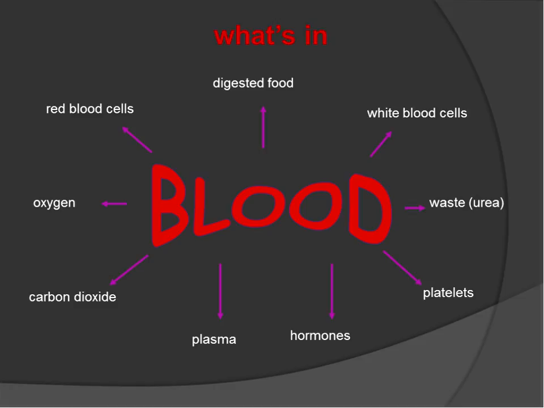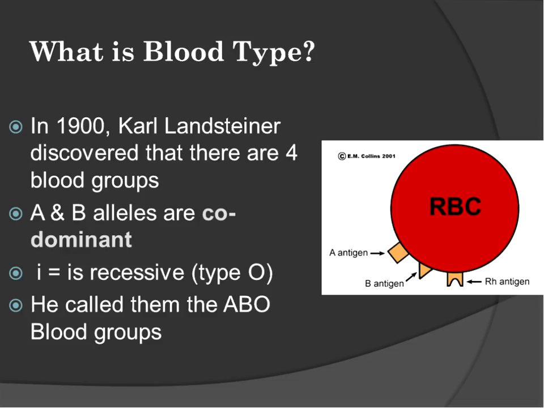The formed elements have different jobs. Your red blood cells are primarily responsible for carrying oxygen and carbon dioxide throughout the body. The white blood cells help fight infection, and the platelets help with blood clotting. So that's a little review of what components are found in the blood. As we talk about blood type, we're going to focus on those red blood cells, because blood type deals with protein markers, or antigens, that are found on the surface of those red blood cells.